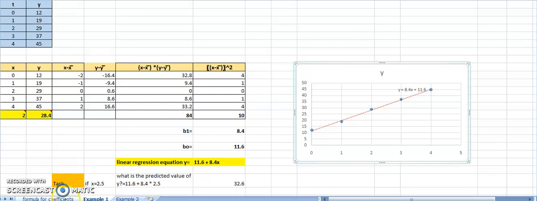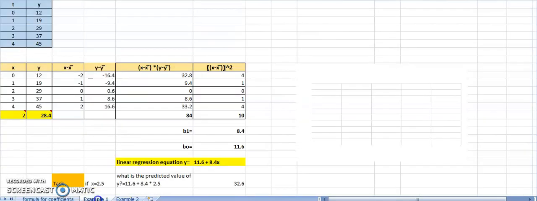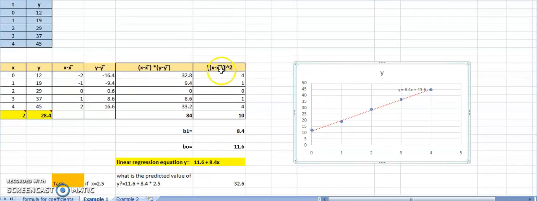Okay, so for the denominator, what do I need? For the denominator, I need the difference in x squared and then the summation of all these values. The difference in x we have already calculated. You just have to square it and put it here. Okay, so that's the simplest way of solving the numericals.